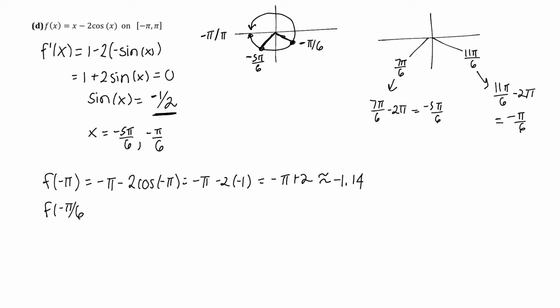Next, plugging in negative pi over 6. So we have negative pi over 6 minus 2 cosine of negative pi over 6. Let's see, cosine of negative pi over 6, that's going to be positive root 3 over 2. So 2 times root 3 over 2, which is the same thing as just root 3. So negative pi over 6 minus root 3.